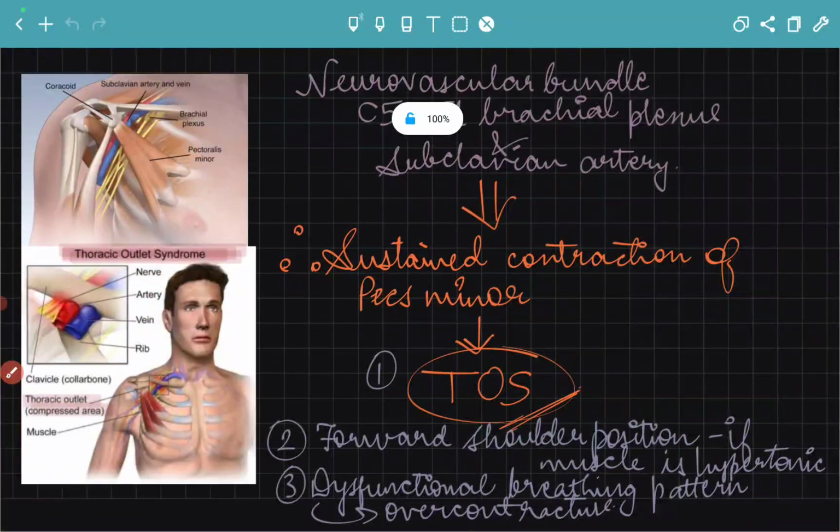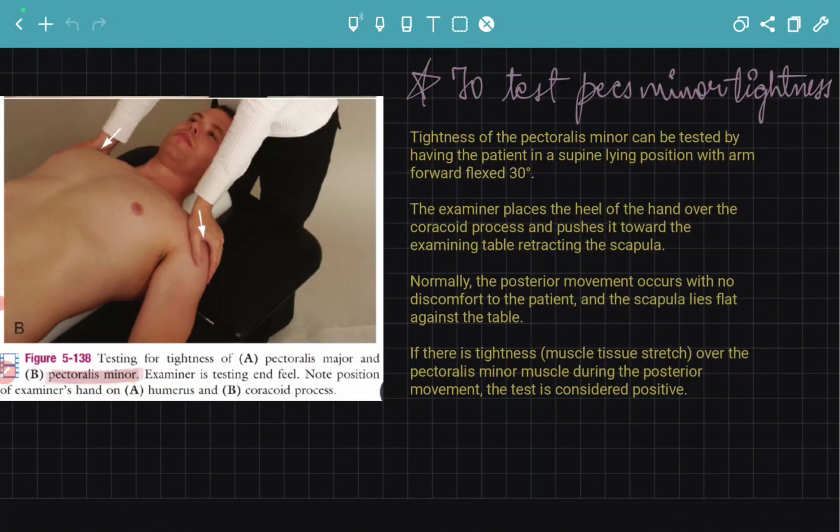So the tightness of this muscle is causing those problems. So how to test the tightness of pectoralis minor? Let's see that. So the patient, as seen in this diagram, is in supine lying and the arm or shoulder is forward flexed to 30 degrees.